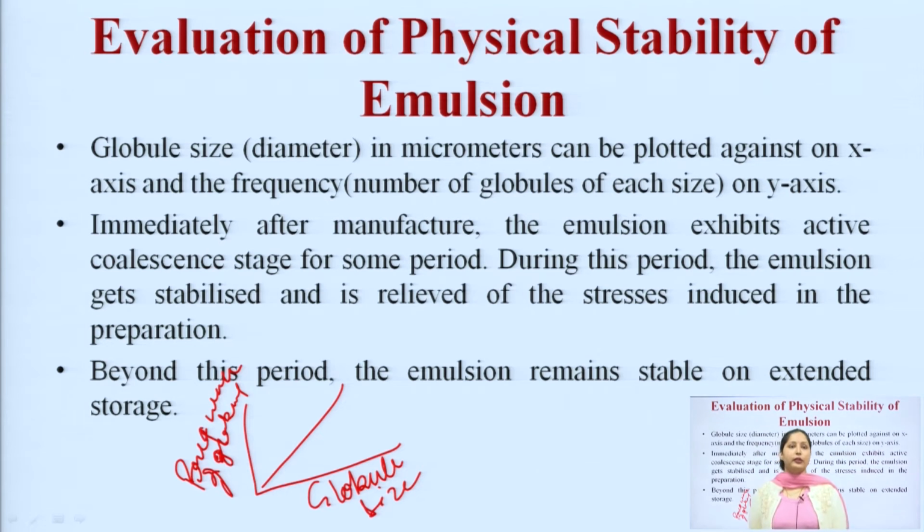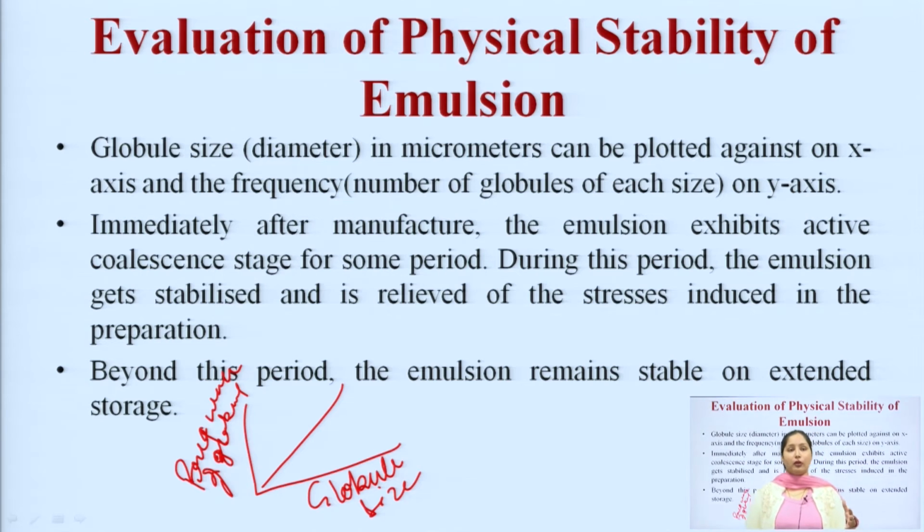Immediately after manufacture, the emulsion exhibits an active collision stage for some period. During this period, the emulsion gets stabilized and is relieved of stress induced in the preparation. Beyond this period, the emulsion remains stable on extended storage. So, what will happen when we have prepared an emulsion? At that time pressure is applied on the system. So, when the pressure or the force is relieved, that is the stress is relieved, what will happen?